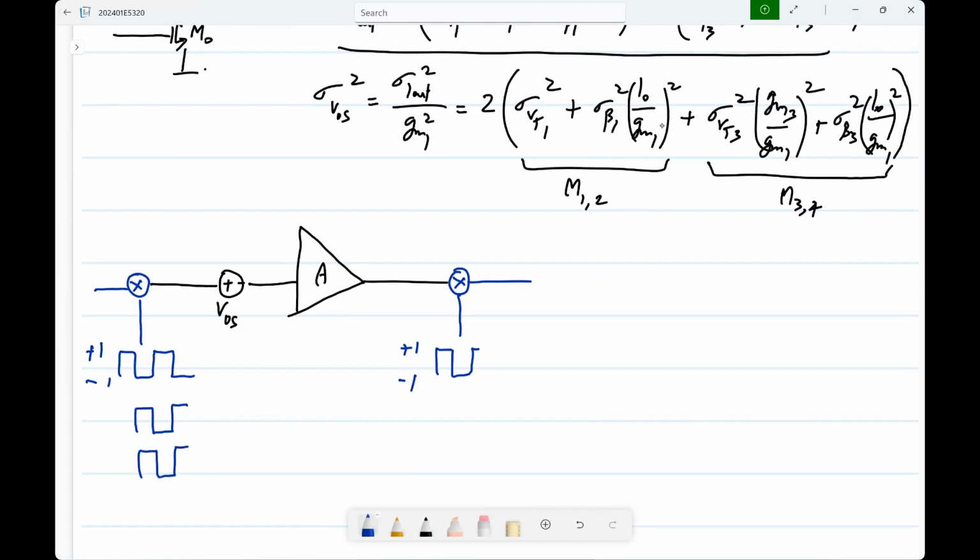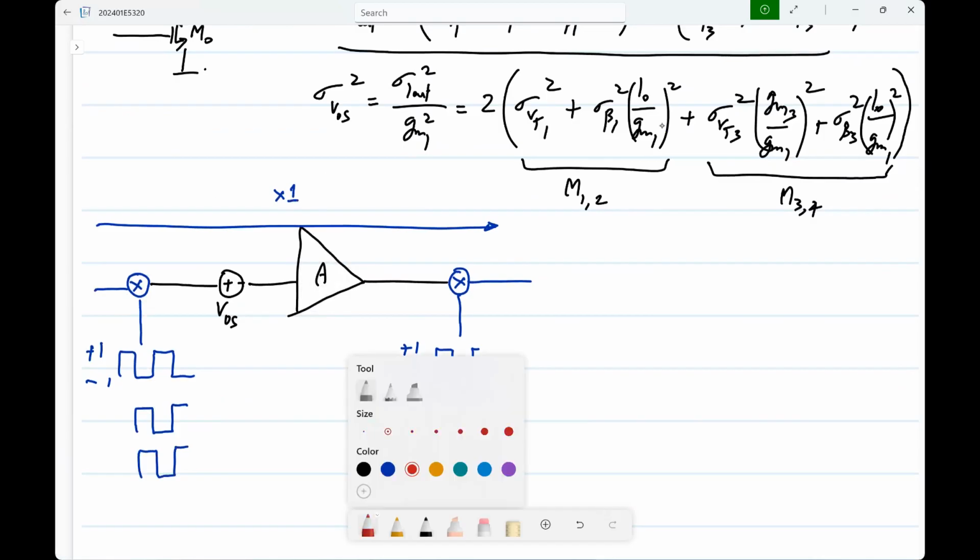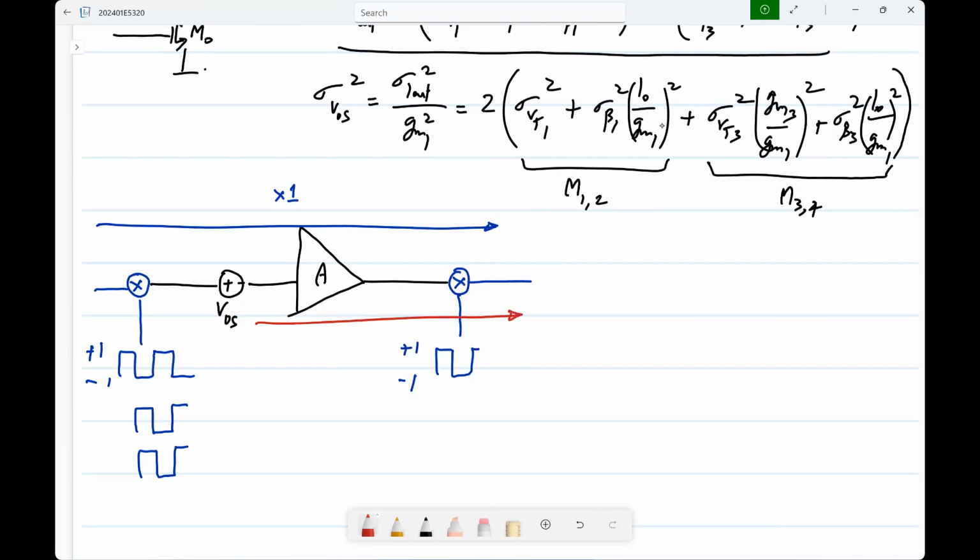If you have a memory-less system, that is there is no filtering or anything going on here, very clearly, any input applied here will go through two multiplications, either by plus 1 or by minus 1 in both cases. So it will just come through as it is. So from here to there, you just multiply by 1. Whereas the offset is multiplied only by this alternating sequence. So if you multiply a constant by that alternating sequence, what happens?